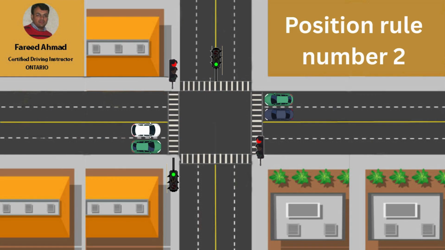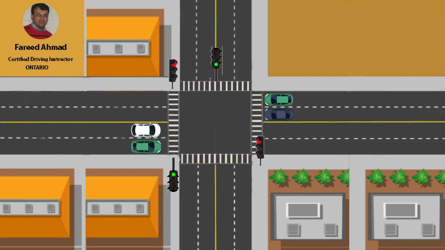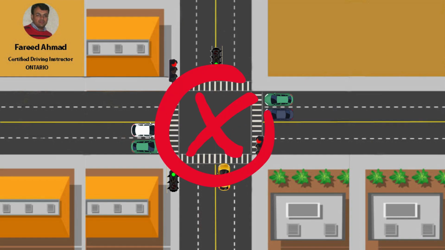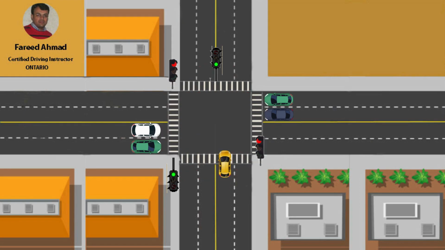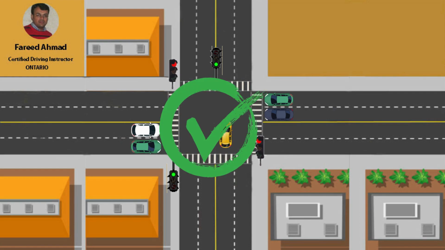Vehicle position rule number 2. You are approaching an intersection on a green signal and there is no vehicle waiting to take a left in the middle. Please do not stop behind the stop line. If your signal is green, proceed to the middle of the intersection to make further observations.